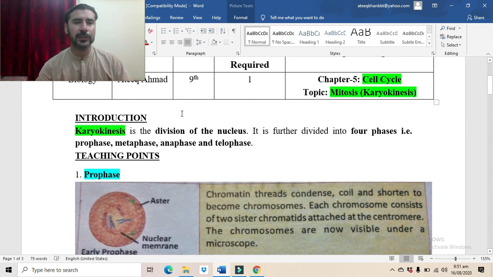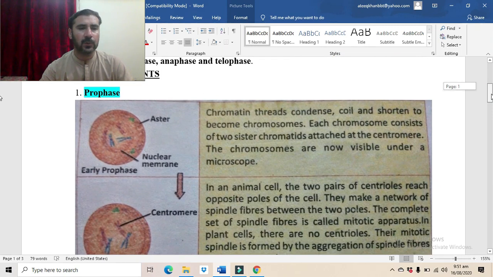karyokinesis of mitosis. So karyokinesis is the division of the nucleus, as we have already studied in the previous lecture too. Today we will study the four phases of the karyokinesis. Karyokinesis is further divided into four phases: prophase, metaphase, anaphase, and telophase. We will study all these four phases one by one. We will start from the first phase, that is the prophase.